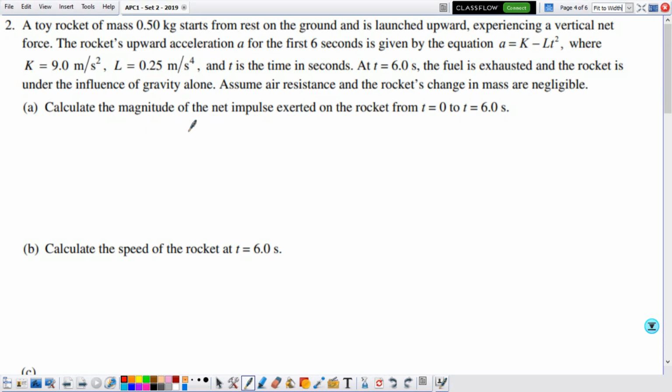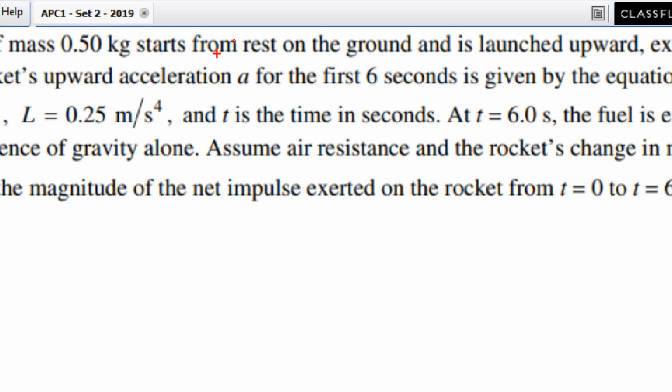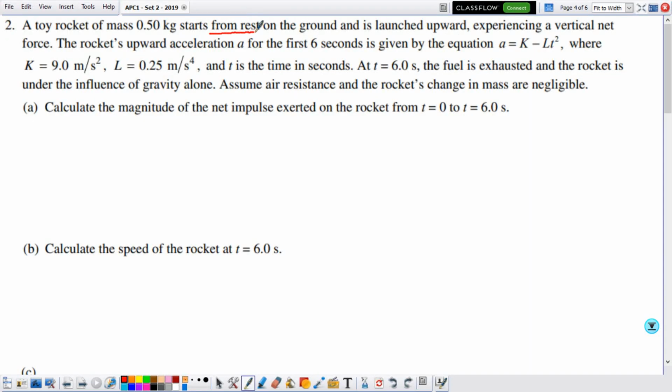A toy rocket of mass 0.5 kg starts from rest, which means that the initial speed is 0, on the ground and is launched upward, experiencing a vertical net force. The rocket's upward acceleration a for the first 6 seconds is given by the equation a = k - lt^2, where k is 9 meters per second squared and l is 0.25 meters per second to the power 4, and t is the time in seconds.